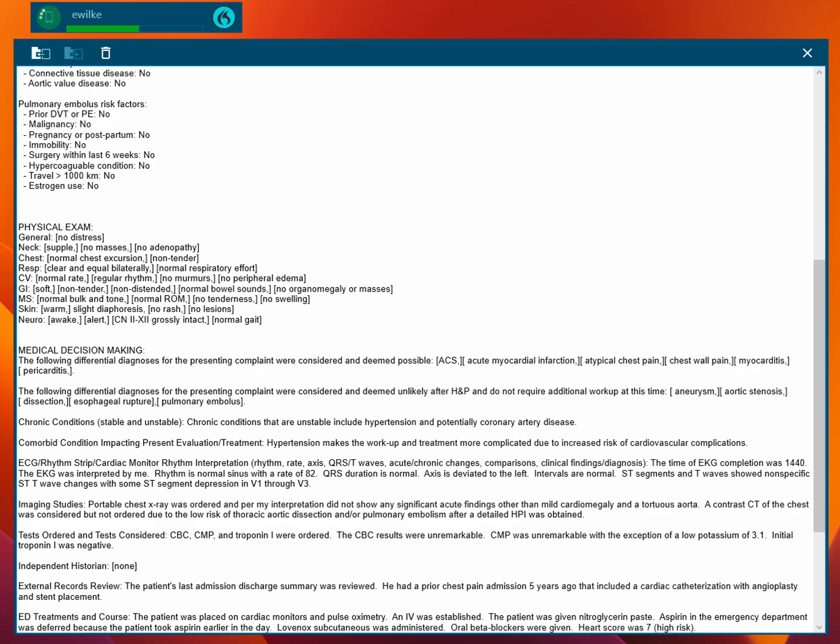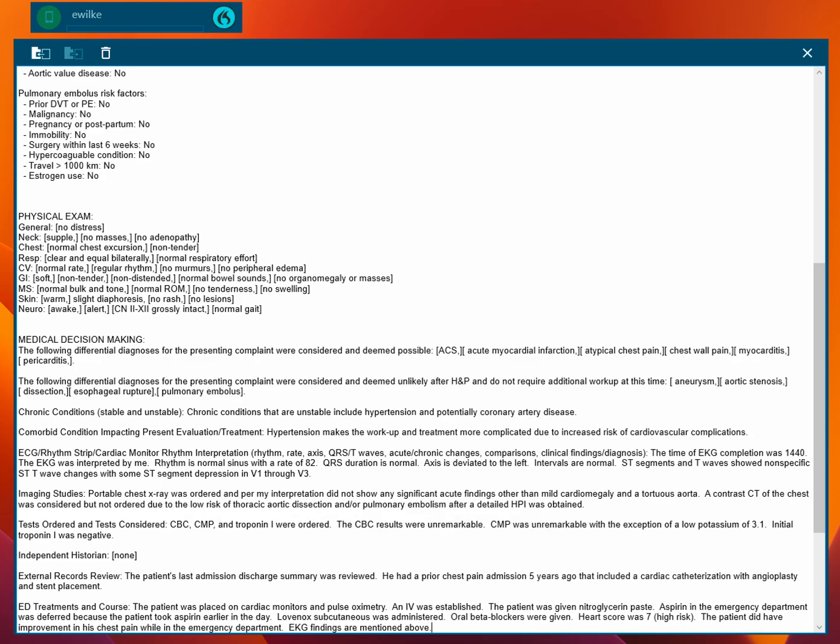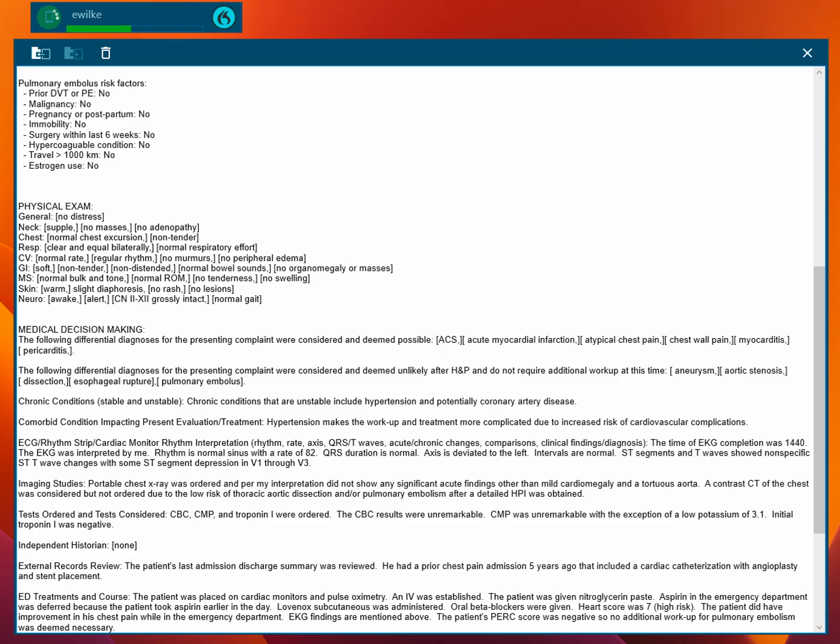The patient did have improvement in his chest pain while in the emergency department. EKG findings are mentioned above. The patient's PERC score was negative, so no additional workup for pulmonary embolism was deemed necessary. The patient had classic symptoms of acute coronary syndrome and did not exhibit symptoms to suggest thoracic aortic dissection.